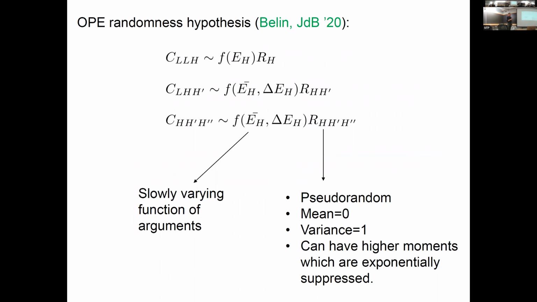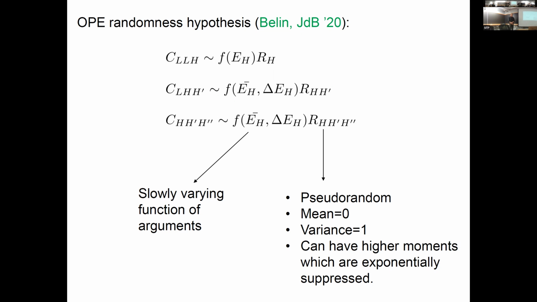And that led to this particular slightly more precise statement, namely that all these things are really smooth functions of the relevant high energies multiplied by some matrices that are almost like random variables. They have a mean of 0 and a variance of 1. They can have higher moments. They will have higher moments. These are not exact Gaussian probability distributions. But the higher moments will be exponentially suppressed compared to the variance, which is 1.